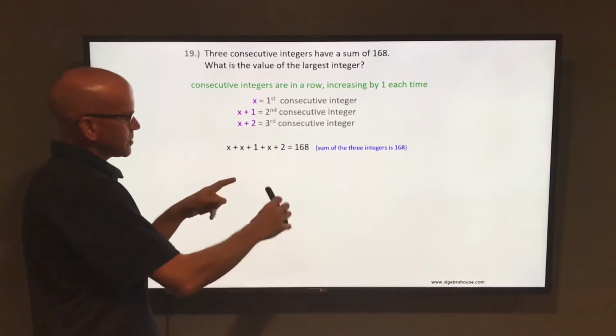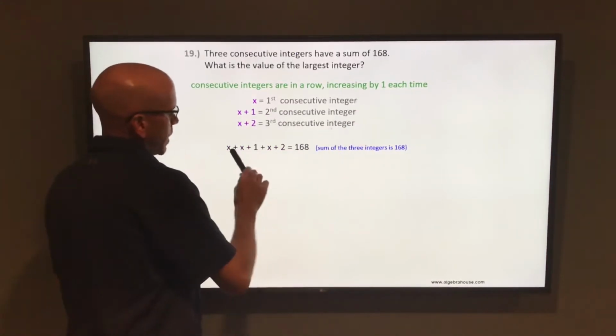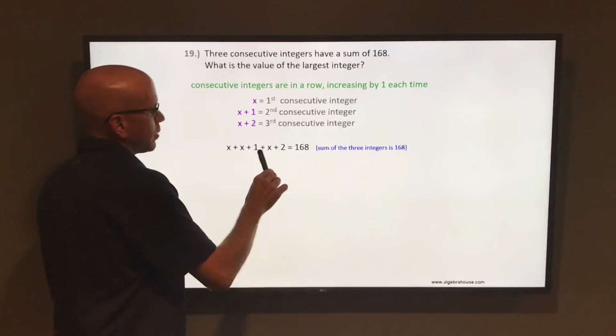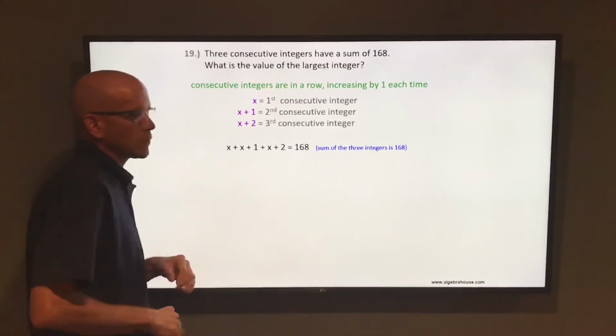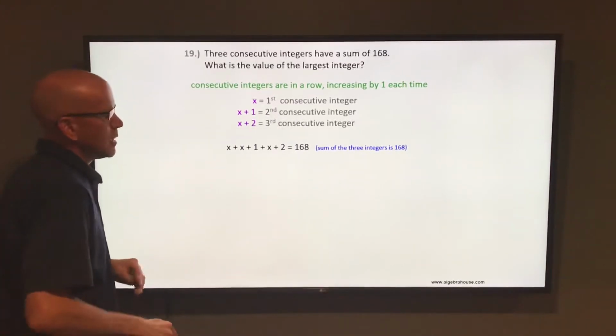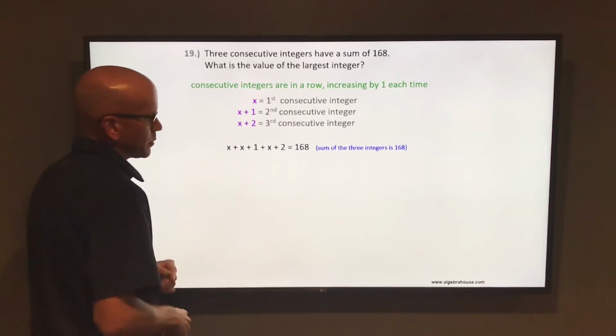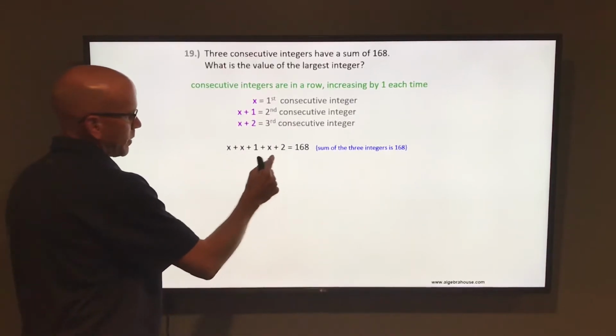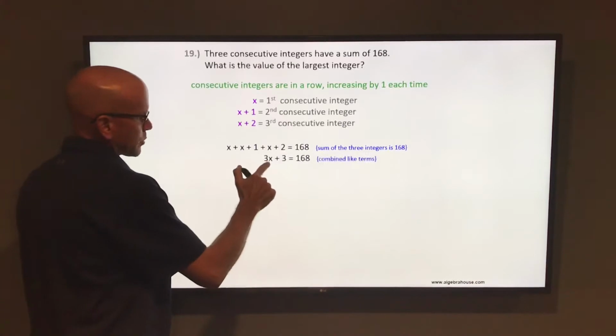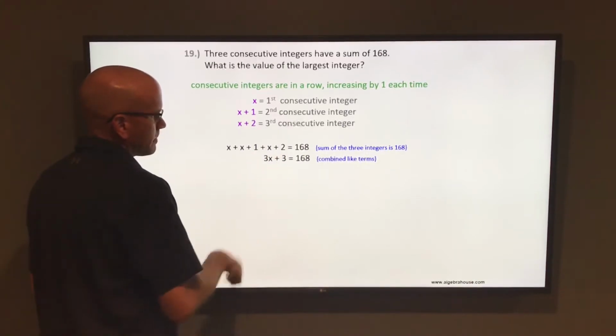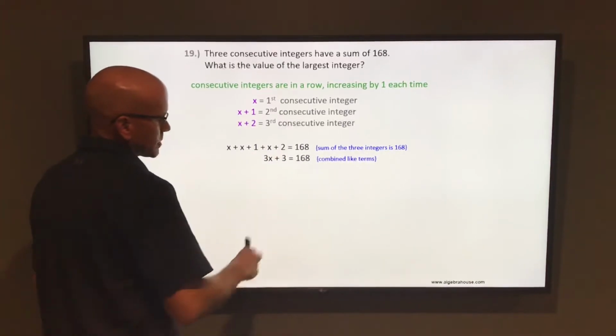Now the sum of those three is 168. So add those up, x plus x plus 1 plus x plus 2, that's equal to 168. We have now a simple equation we could solve for x. On the left side, combine the like terms. If you combine those x's, you get 3x. Combine 1 and 2, you get 3. And on the right side, still 168.